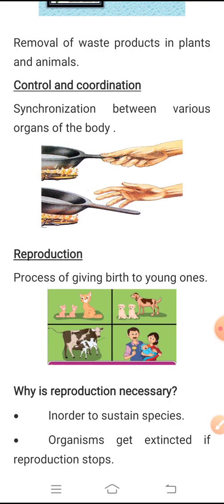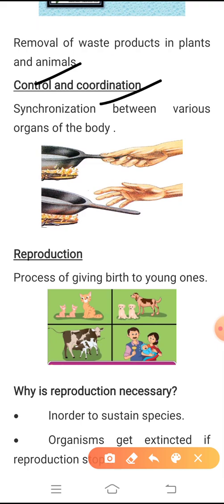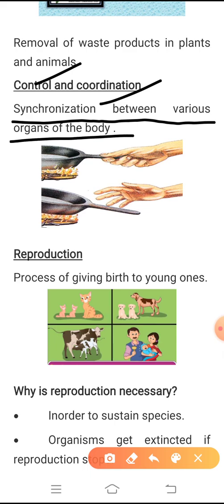Hope you understood. So the next one is control and coordination. What is meant by control and coordination? Control means regulating something. Coordination, what is meant by coordination? Coordinating means synchronization between the things. What are those things? I am going to tell you with some examples. Control and coordination means synchronization between the various organs of the body.